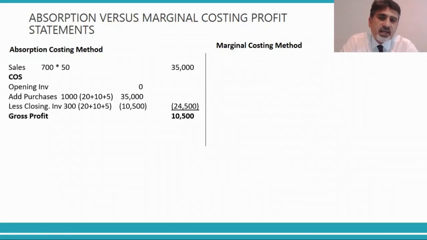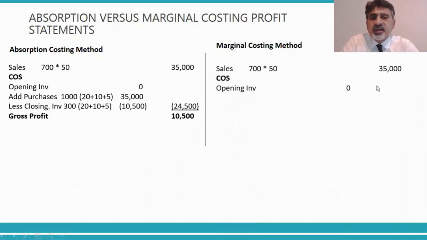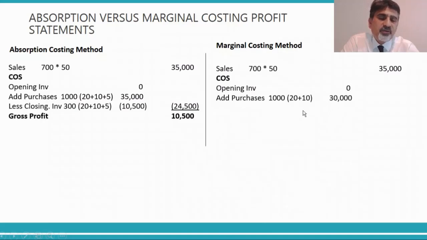If I want to see it under the marginal costing method, it will look like this. Sales 700 times $50, 35,000 like before. Cost of sales are opening inventory, again 0 because in the question there is no opening inventory, and add purchases. Now if you pay attention, this time we put only 20 plus 10. We did not add 5. Here we put 5. Here we do not put 5. Because in marginal costing, you only include the variable cost, the material and labor. You don't add fixed overhead. These $5 were fixed production overheads, so I don't add them here because under marginal costing, we don't add them into the product cost.